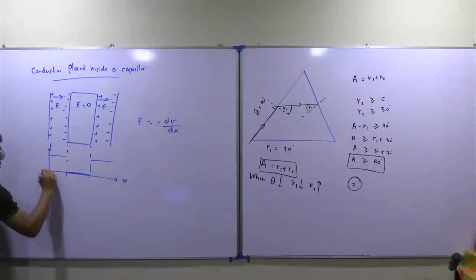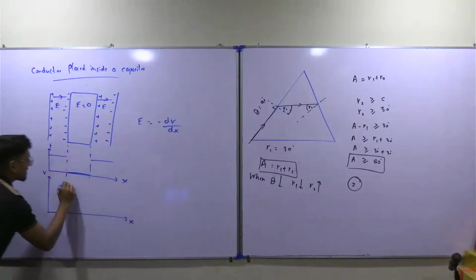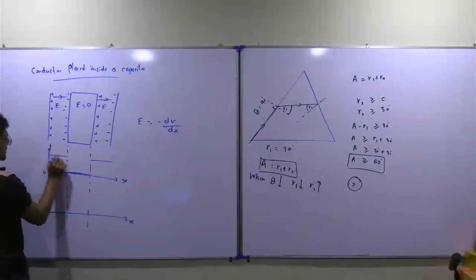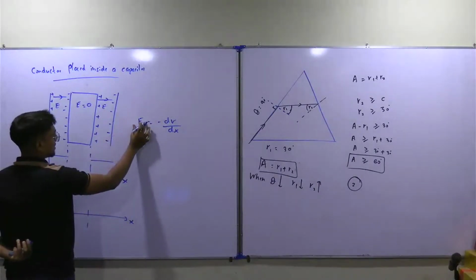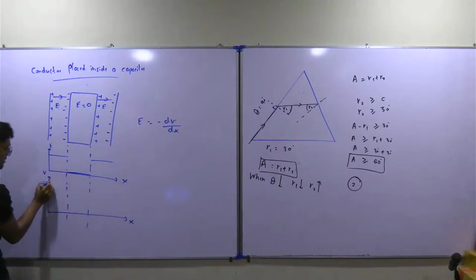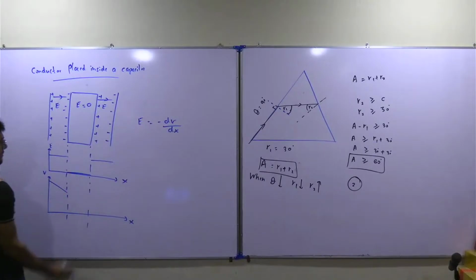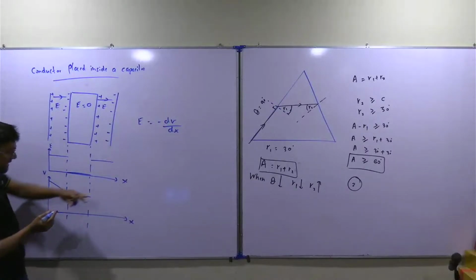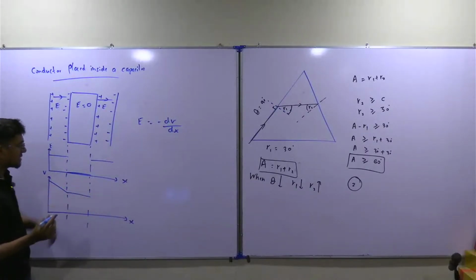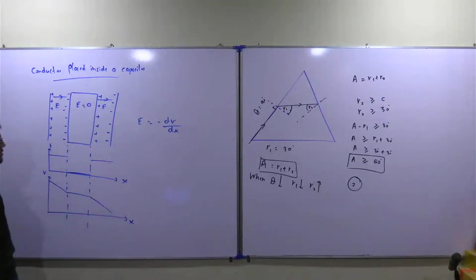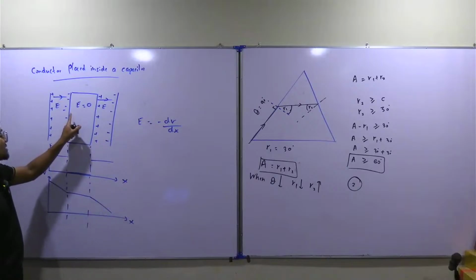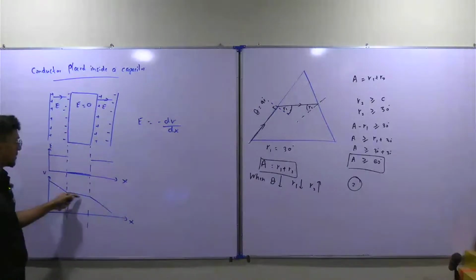Now for this one, if you draw the V versus x graph, it is like this. From here to here, there is a constant electric field strength, so there is a constant gradient, but the gradient is negative. From here to here, the electric field strength is zero, so the gradient becomes zero. The slope is zero, so that is a line parallel to the x-axis. From here to here, there is a gradient again. So if you draw the potential versus distance graph, when a conducting plate is placed, the potential or the voltage is constant throughout the conductor.